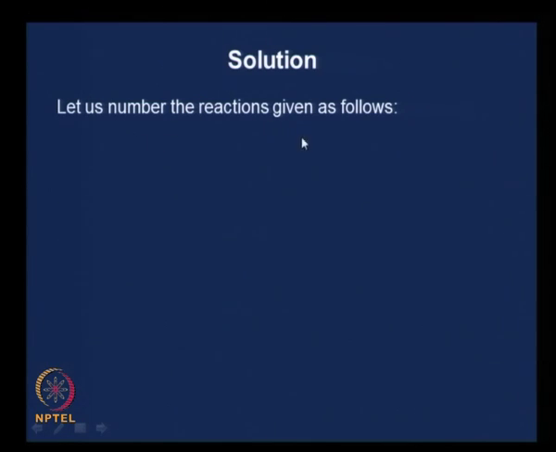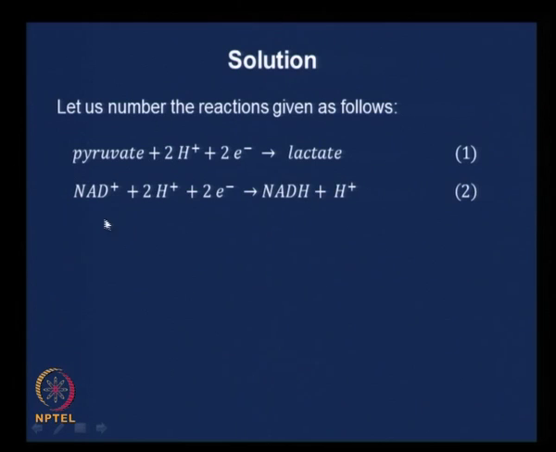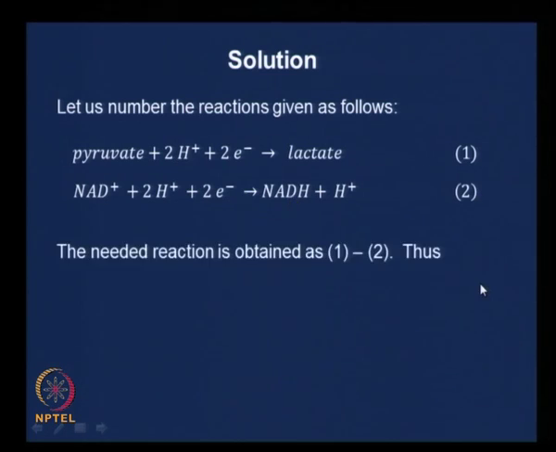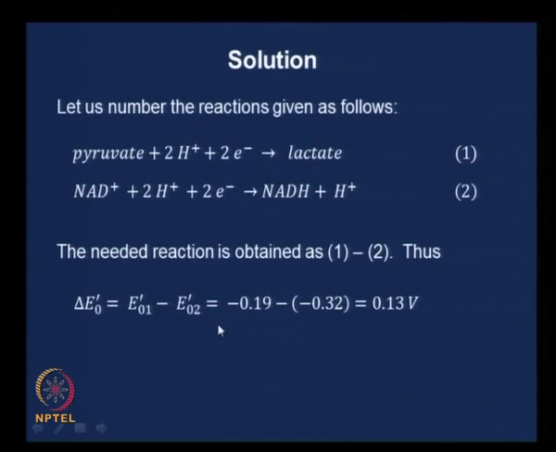Let us number the reactions as follows. Pyruvate plus 2 H plus 2 e minus giving you lactate, let us call that 1, and NAD plus 2 H plus 2 e minus giving you NADH plus H plus, let us call that equation 2. And the needed reaction that we require in the problem statement is obtained as 1 minus 2, and therefore the delta E naught dash that we require is nothing but E naught 1 dash minus E naught 2 dash.